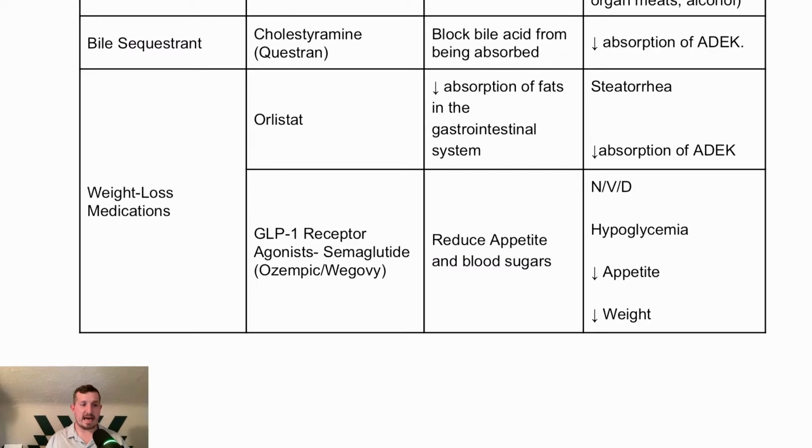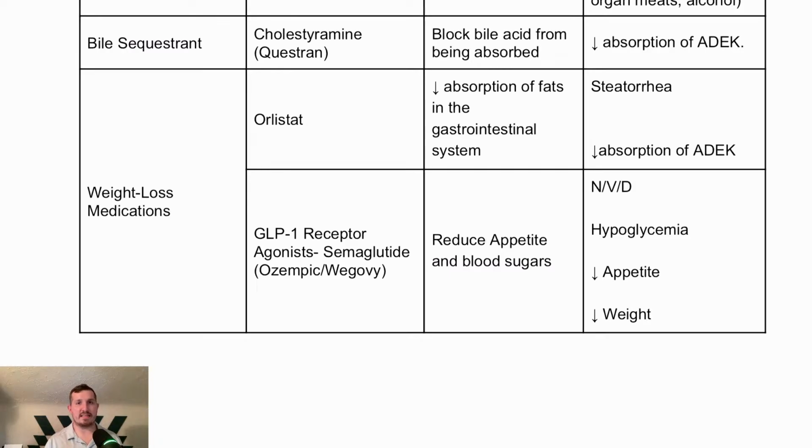One is Orlistat. Orlistat is an interesting one. It's actually the only medication that's approved for childhood obesity, which just, that's crazy to me. So Orlistat causes a decrease in absorption of fats in the gastrointestinal tract. So you're just absorbing less fats in general in this case.